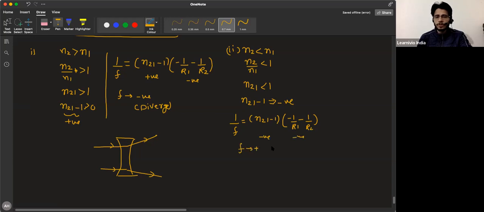Amalia, if focal length is positive, then what type of condition is this? Is it converging or diverging? Converging. This will converge. So when it converges, this is one surface and this is the second surface. You incident parallel rays here, the rays will converge. This is converging.